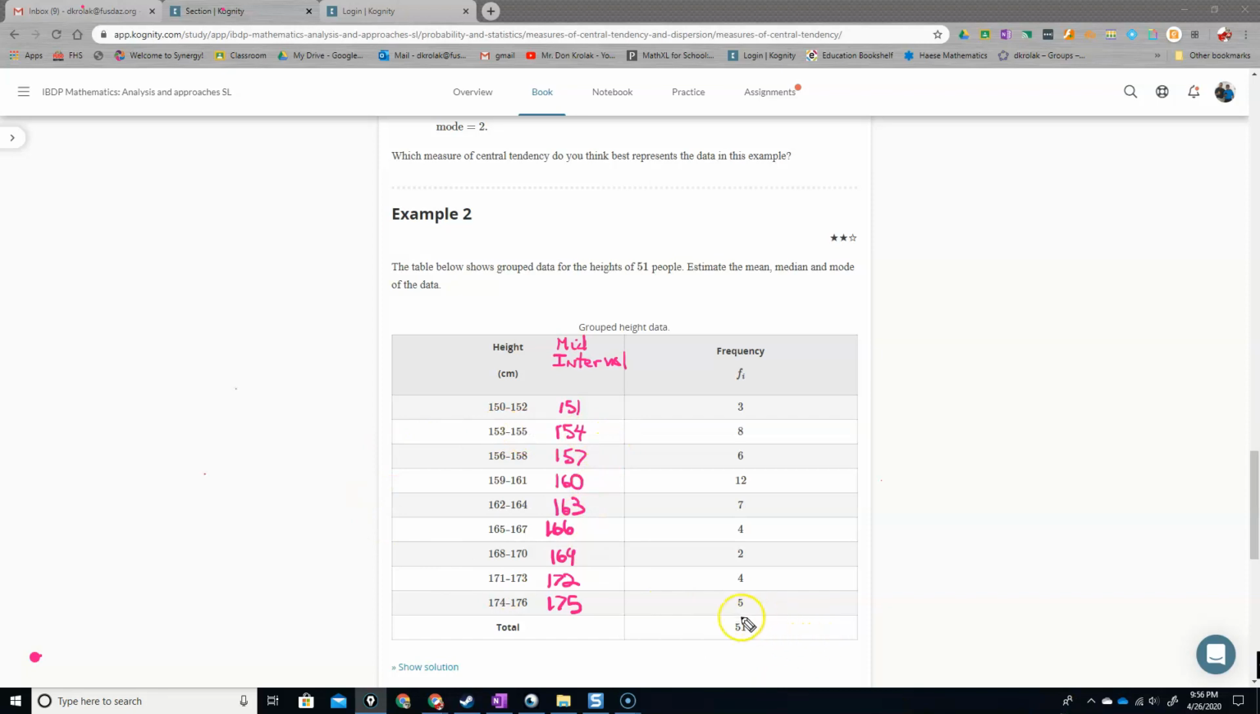All right, so to find our mode, we can see we got 50 or 12 in the modal class, which is 159 to 161. So we're going to use the mid-interval value.